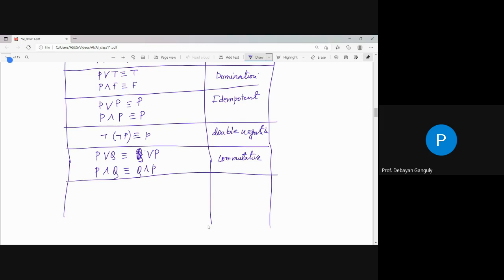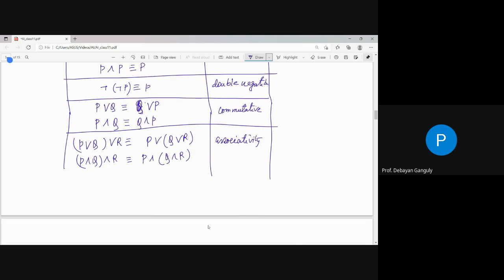And if we have P or Q or R, you can write it grouped either way, and this is also valid. This is nothing but associativity. This is the associative law.